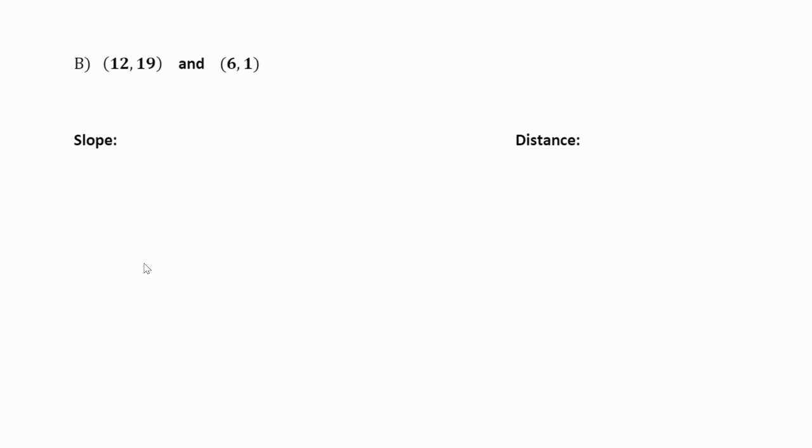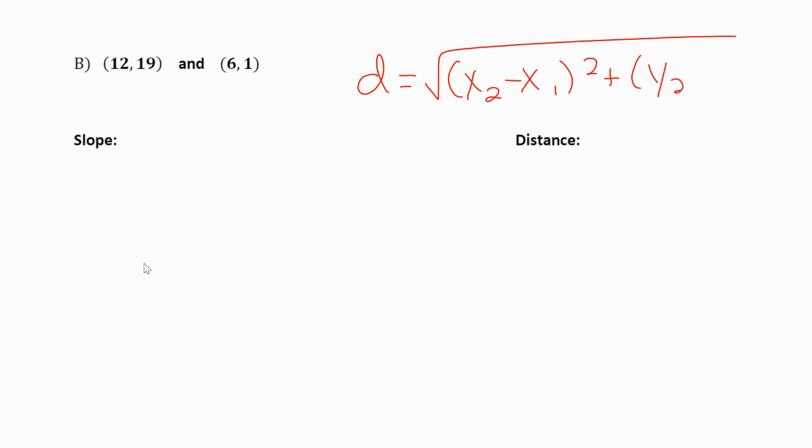All right, for our next problem, this is kind of the same as before. We have two different points that are given, and it's asking for the distance as well as the slope. So I'm going to write my distance formula here again. So d equals the square root of x2 minus x1 squared plus y2 minus y1 squared.